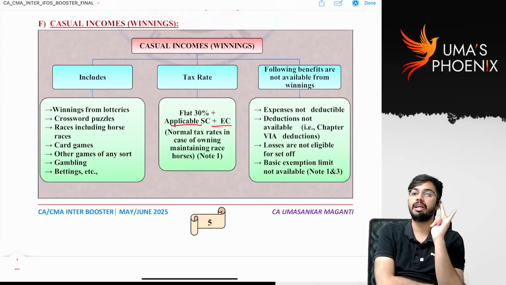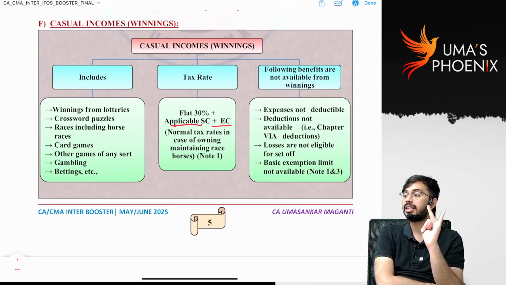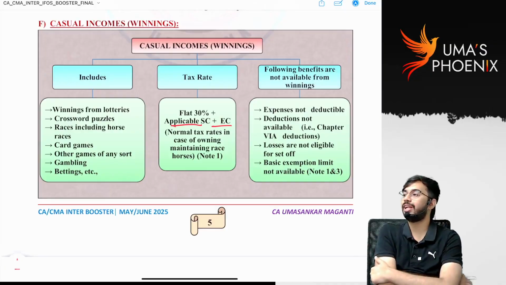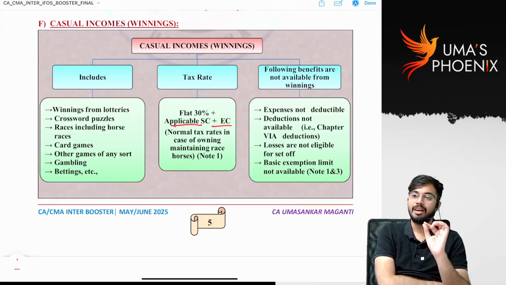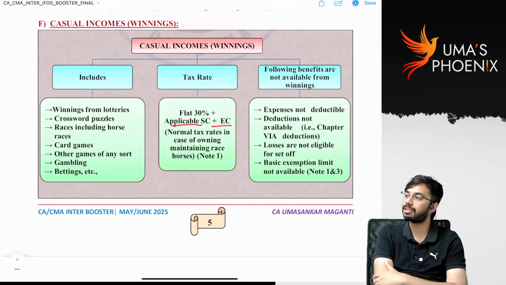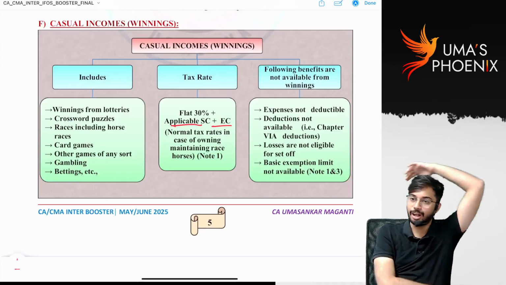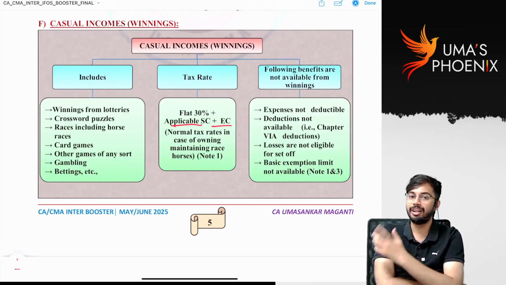That means 115BB income is fully taxable. Next, chapter 6A deductions cannot be reduced from 115BB income. Next, the basic exemption limit of 2,50,000 or 3 lakhs also you cannot set off against 115BB income. Is it clear? So he could say directly 115BB income is fully taxable without any benefit. But he did not say it straight away. He said these benefits are not available. If someone asks where is your nose, you can show like this, or you can also show like this. He showed in a reverse way.